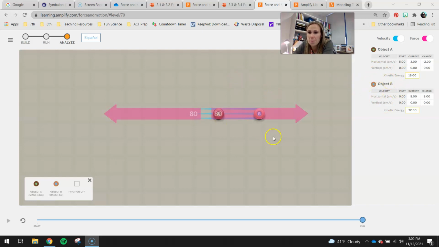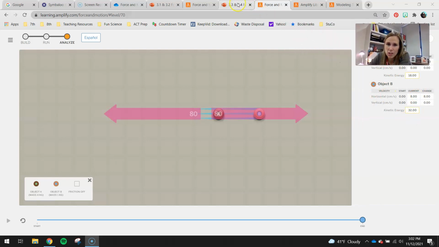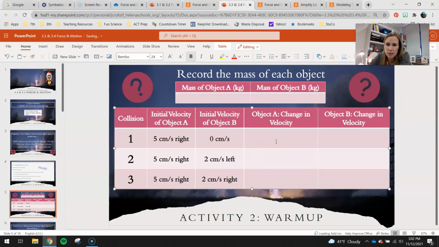B, on the other hand, was much lighter. So we see that it was at rest and then it started moving and went 8 centimeters per second. So that was a change of 8 centimeters per second, which is a lot larger than the 2 slowing down. Think about why that is, because you will come back to that. So you will tell me the change in velocity of A and the change in velocity of B.